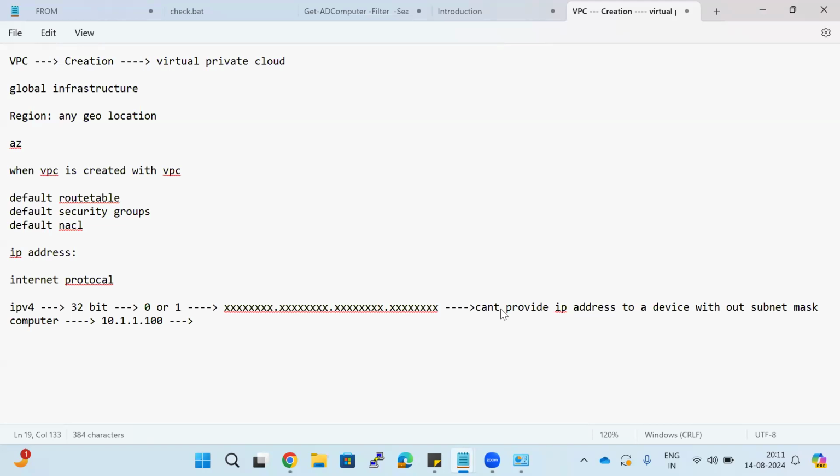For example, you are attending the DurgaSoft classes. Whenever you attend the DurgaSoft classes, they will provide you a roll number. For example, the roll number for you is AWS-20.